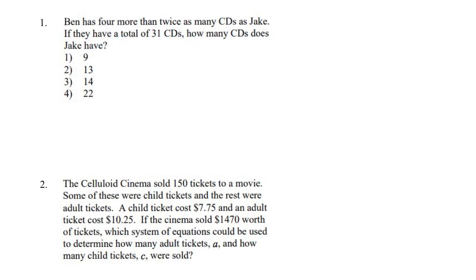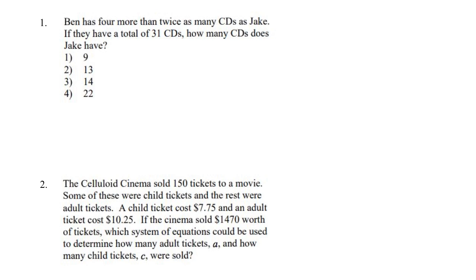Okay, so here again, this would be a case where, in a multiple choice question, you can just try plugging in answers. So let's say that Jake has 9 CDs. If Jake has 9 CDs and Ben has 4 more than twice as many as Jake, so 4 more than twice as many would mean you take Jake's 9, multiply by 2 to get 18, that would give us twice as many, and then add 4 to get 4 more.